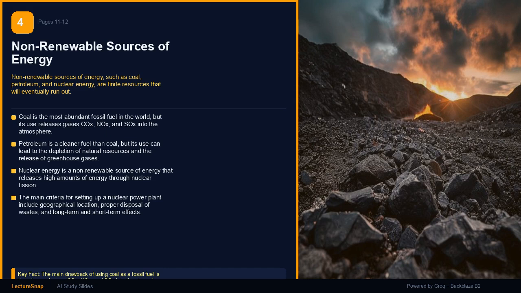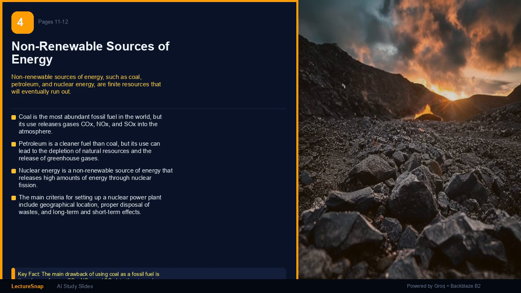Coal is the most abundant fossil fuel in the world, but its use releases gases COx, NOx, and SOx into the atmosphere. This can lead to air pollution, climate change, and health problems. Petroleum is a cleaner fuel than coal, but its use can lead to the depletion of natural resources and the release of greenhouse gases. Nuclear energy is another non-renewable source of energy that releases high amounts of energy through nuclear fission. However, the main drawback is the proper disposal of nuclear waste, which can be hazardous to the environment and human health.